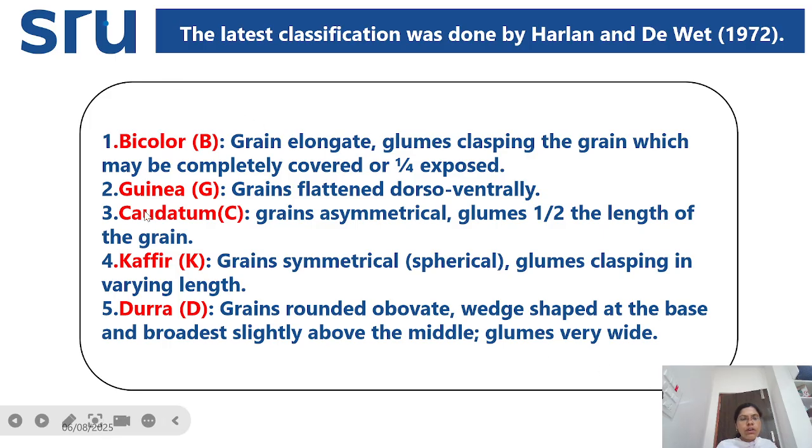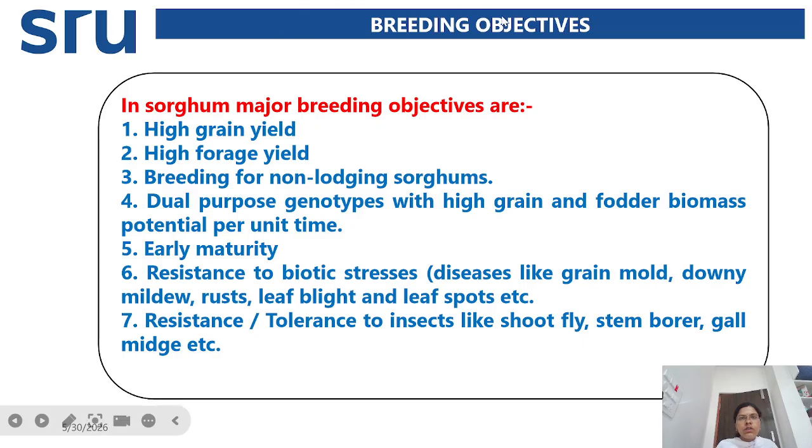So these are the five different types present in sorghum, that is bicolor, next guinea, caudatum, kafir, and durra. Here we will discuss the most important topic, that is the breeding objectives. The first is grain yield.